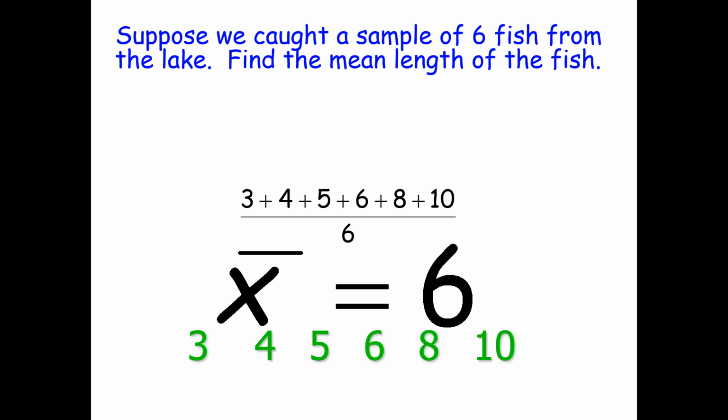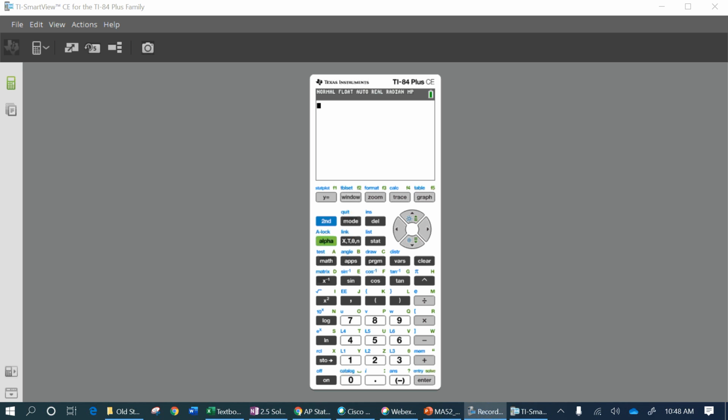Let's go over how we would find this using our calculator. I'm going to pull up my calculator here, and the first thing I'm going to do is create a list. I'm going to come over to Stat and Edit, and I'm going to create a list of my values. Remember the fish that we caught? We had lengths of 3, 4, 5, 6, 8, and 10. So I have my list.